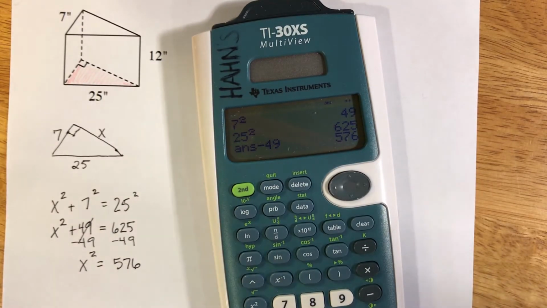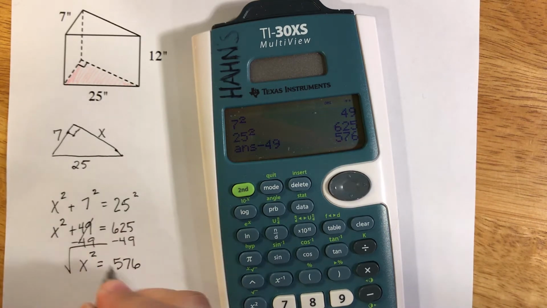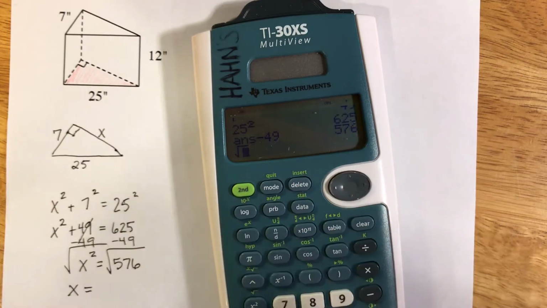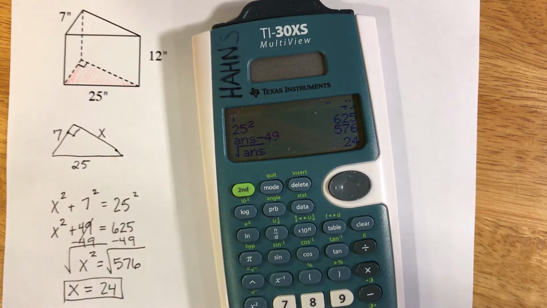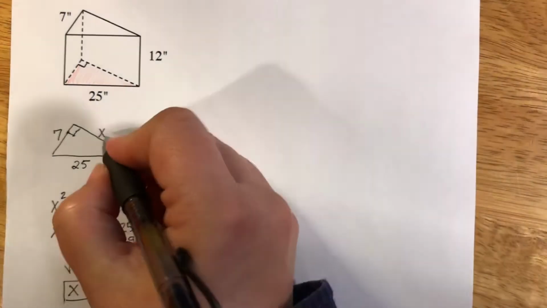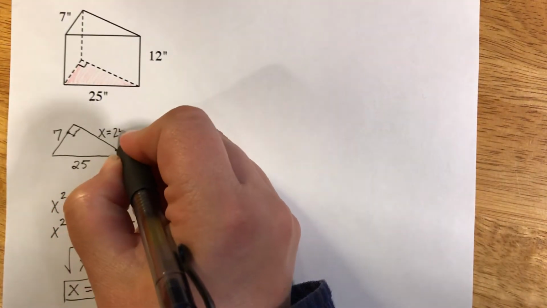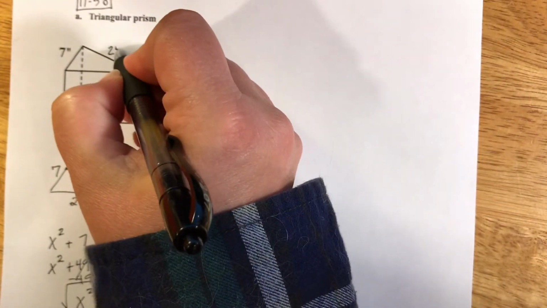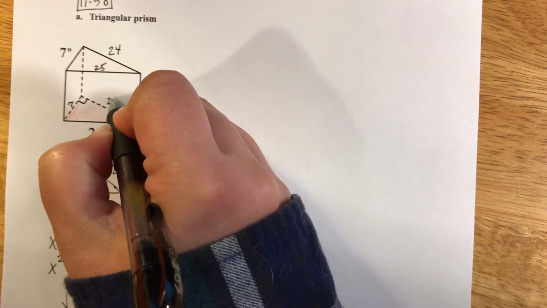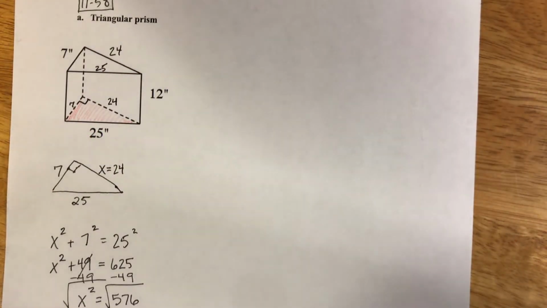576. Now, to get what x is, I'm going to square root both sides, and when I do the square root, I get 24. This happens to be one of our Pythagorean triples, where all 3 side lengths are whole numbers. So I now know that this is 24. So I'm going to go ahead and label those in my diagram here. So this is 24, this is 25, this is 7, and this is 24. Okay, let's start with finding the volume.